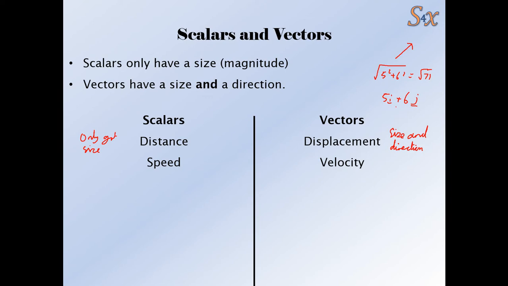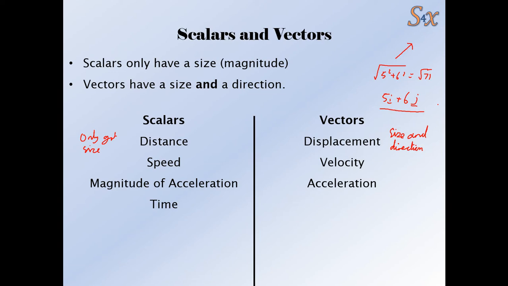Scalars we don't write like this. We just write as one number because it only has a size. Anything with magnitude in front of it is a scalar, so magnitude just means that it only has size. Acceleration itself is actually a vector, so acceleration you can write as a vector with i's and j's like this, and it has an idea of which direction we're accelerating in.